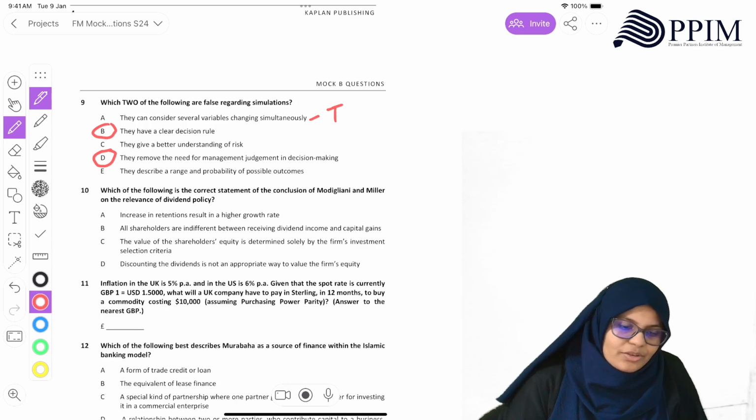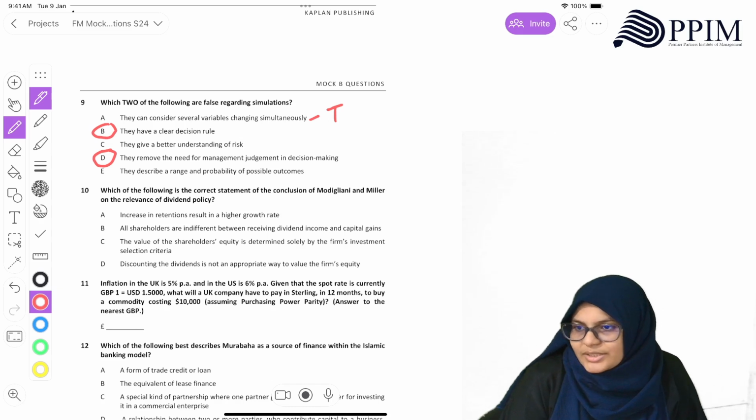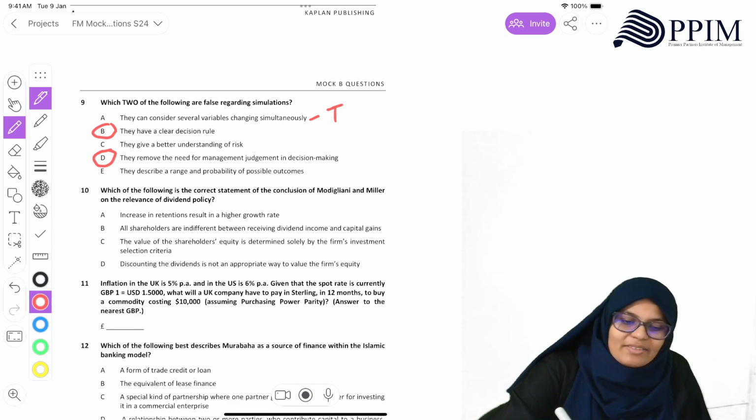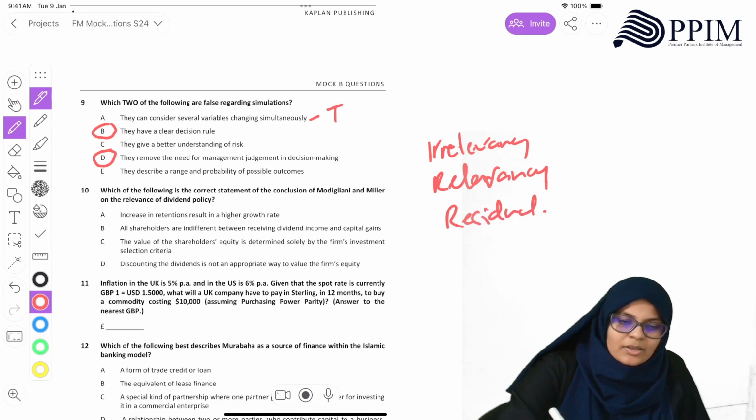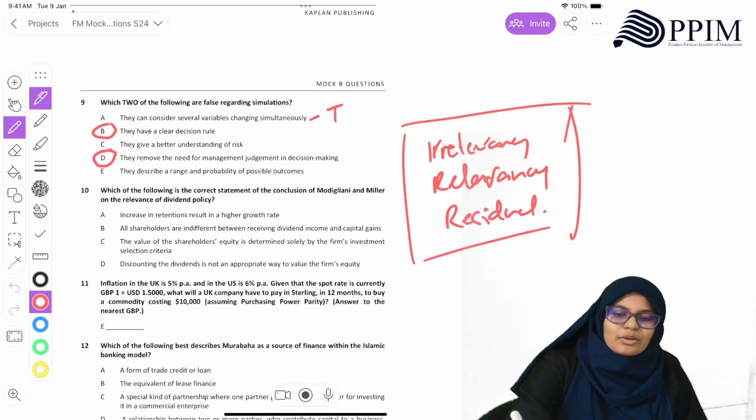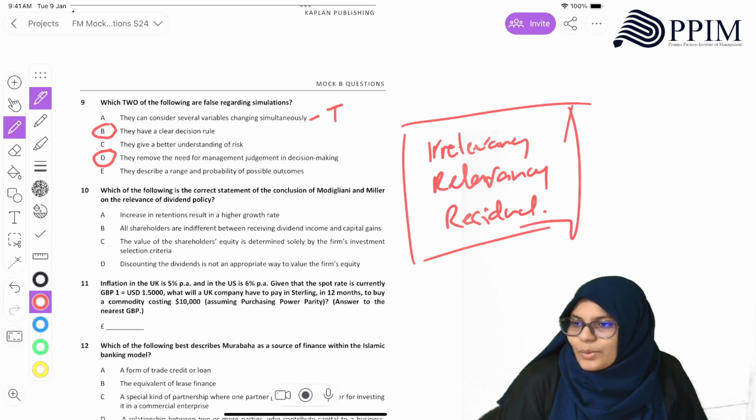Question 10 is asking which of the following is the correct statement of the conclusion of Modigliani and Miller on the relevance of dividend policy. There was a chapter where we spoke entirely about dividend policy. We said there were three theories: the relevancy theory, and the residual theory. You can have a look now and see what Modigliani and Miller spoke about when it came to the relevance of dividend policy.